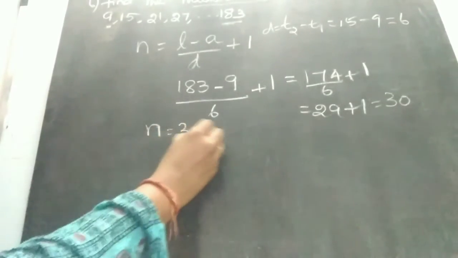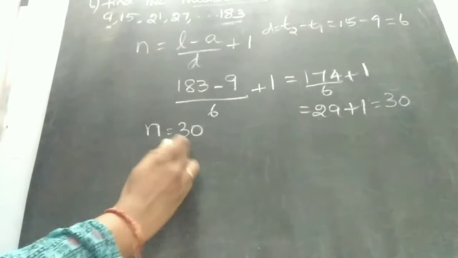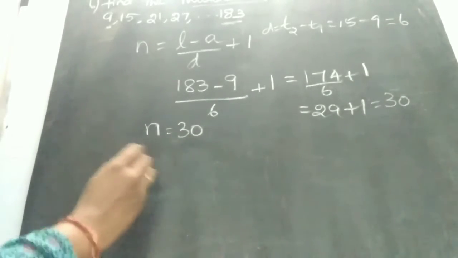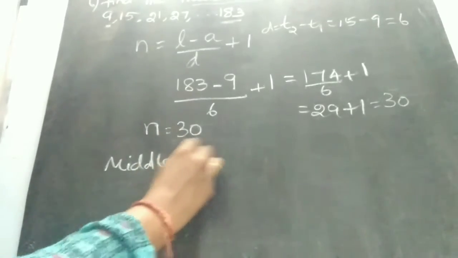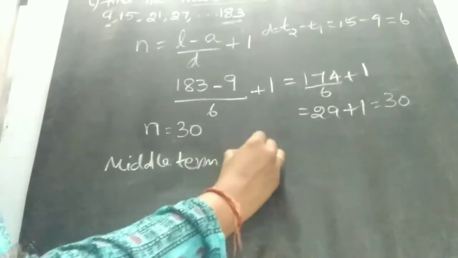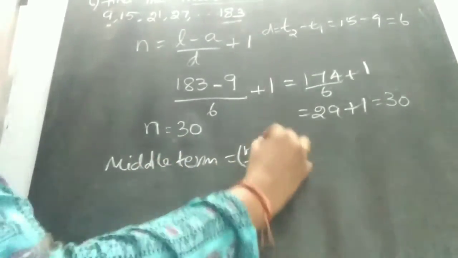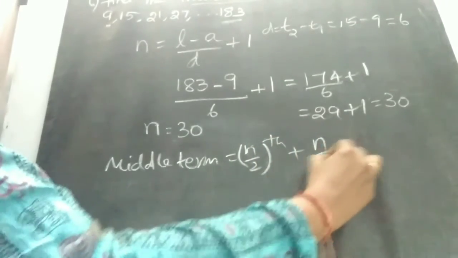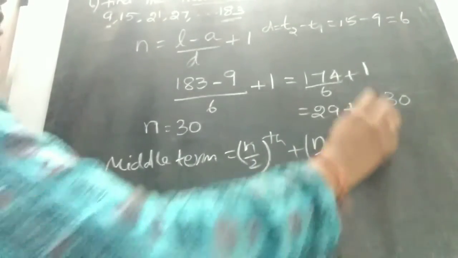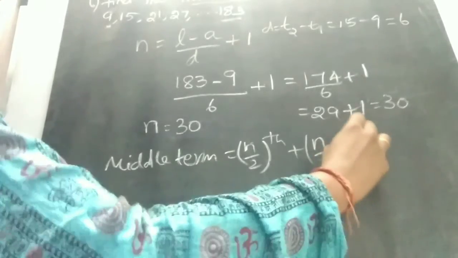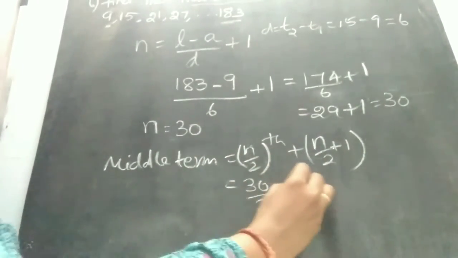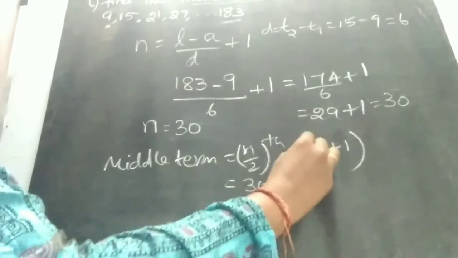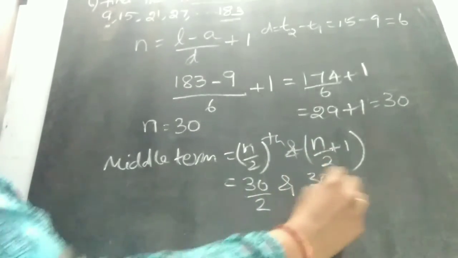Obviously the middle term will be in between the 15th and 16th term. So you have a formula to find the middle term. How will you find the middle term? n by 2 and n by 2 plus 1. That is the formula to find the middle term. Here it is 30, so 30 by 2 and 30 by 2 plus 1.